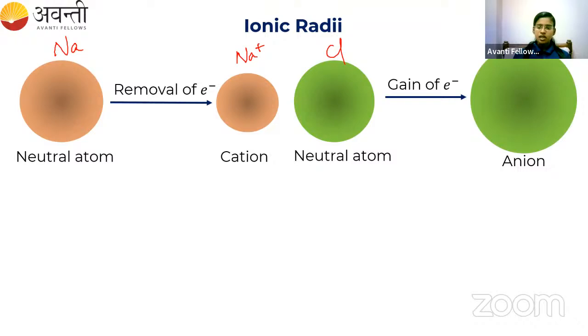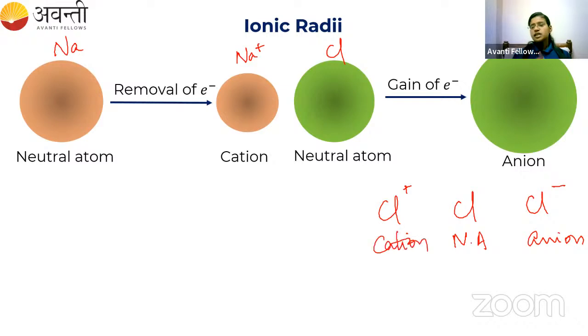Okay. Now, let me also take a cation for a particular atom. So, Cl is the neutral atom. Cl minus is the anion. Cl is the neutral atom, and let me take Cl plus also. Okay, just not actually possible, and it is called a cation.